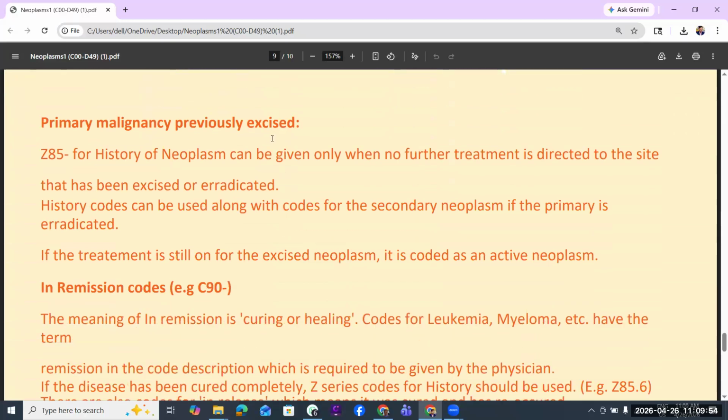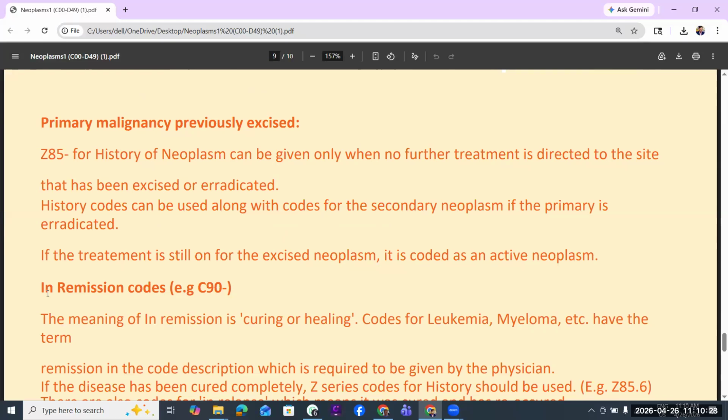Primary malignancy previously excised: Z85, history of neoplasm, can be used only when no further treatment is directed to the site that has been excised or eradicated. History codes can be used along with the code of the secondary neoplasm if the primary is eradicated or removed. If the treatment is still on the excised neoplasm, it is coded as an active neoplasm.